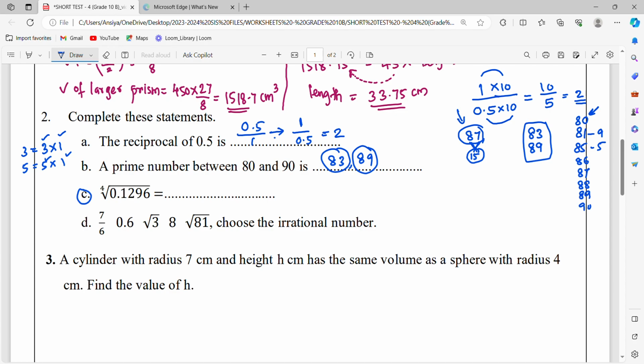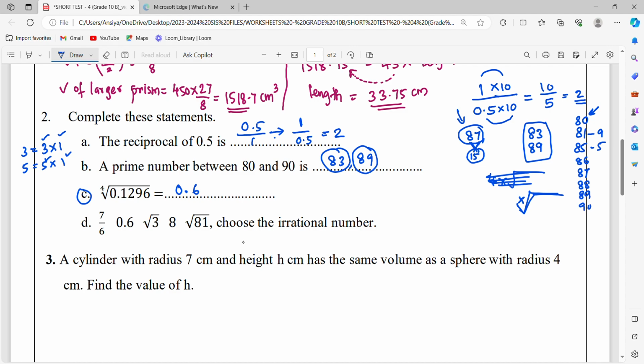All of you try in your own calculator. 0.1296 and the answer is 0.6. Okay, it is not like 4 multiply square root, not like that. In the calculator there will be an option where x is given here along with the square root. Okay, find the button.